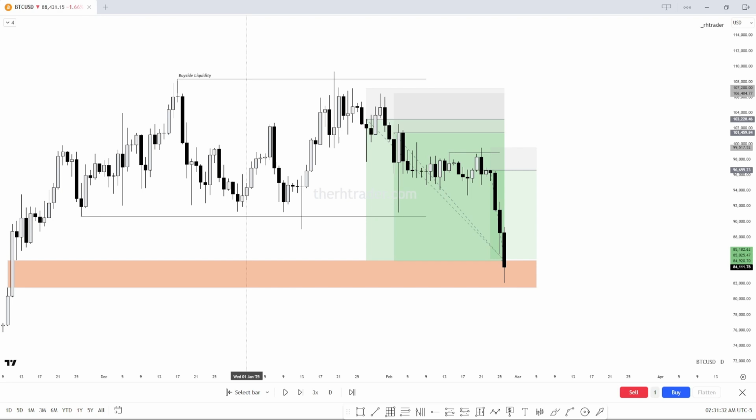And this is just Bitcoin. I call price in indices and Forex markets as well.